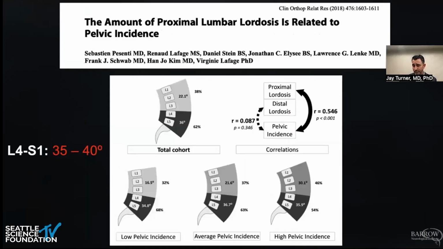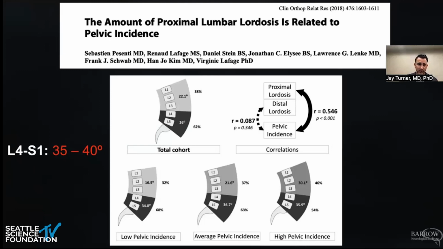And in terms of the distribution, this is a nice study from 2018 that looked at the distribution for low PI, middle PI, and high PI, and really showed that the L4 to S1 lordosis was pretty constant across all the pelvic incidences. The difference was really in the upper lumbar lordosis for those higher PI patients, and this has been redemonstrated in other normative studies as well. So if you're hitting an L4 to S1 lordosis somewhere between 35 and 40, independent of PI, that's probably a target that you want to keep in mind.